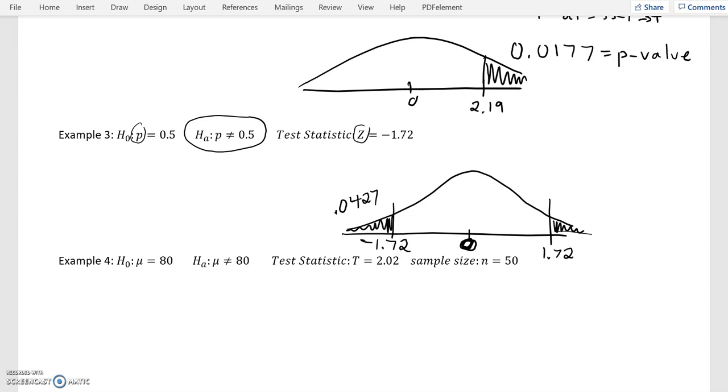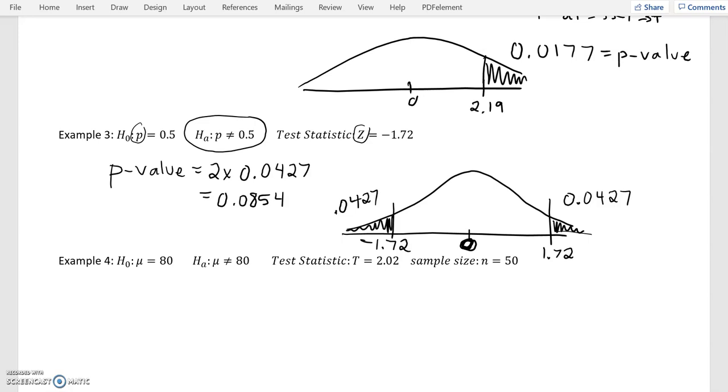I know that this area up above 1.72 has to be the same because of the symmetry. And so my p-value is going to be 2 times 0.0427, which is 0.0854. So there's some sort of moderate to weak evidence against the null hypothesis.